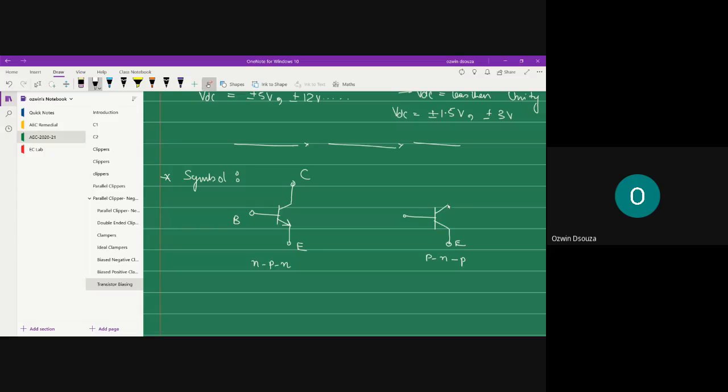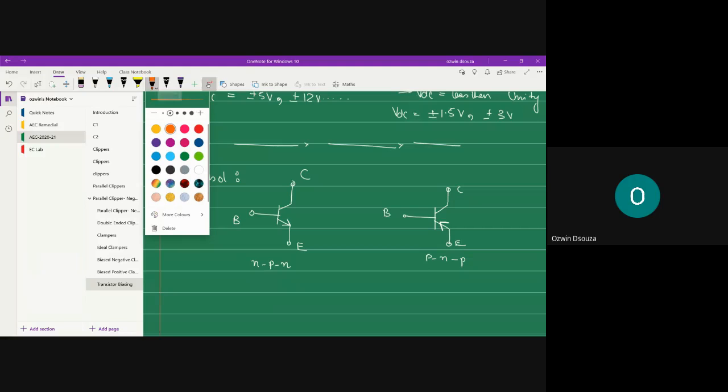Emitter, collector, and base. In case of PNP transistor, the current direction is inward. Okay, the current direction is inwards. So that's your device symbol. Apart from the device symbol, you can also mark the current directions.